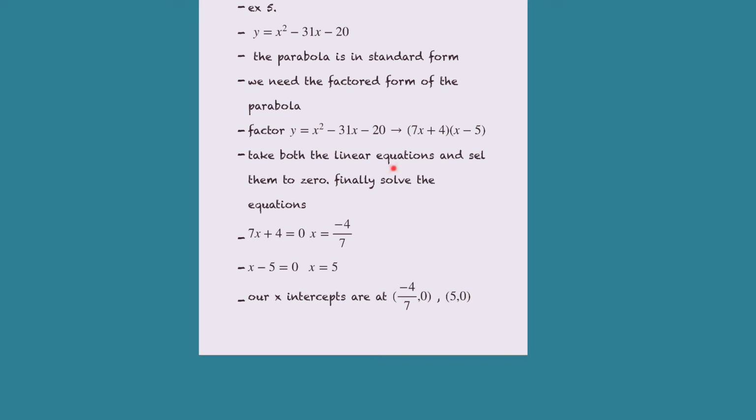Now we take both of those little miniature linear equations and set them to 0. And then finally we solve the equations. So 7x plus 4 equals 0, x equals negative 4 sevenths; x minus 5 equals 0, x equals 5. So negative 4 sevenths and 0 is one of your x-intercepts, and 5, 0 will be another x-intercept.